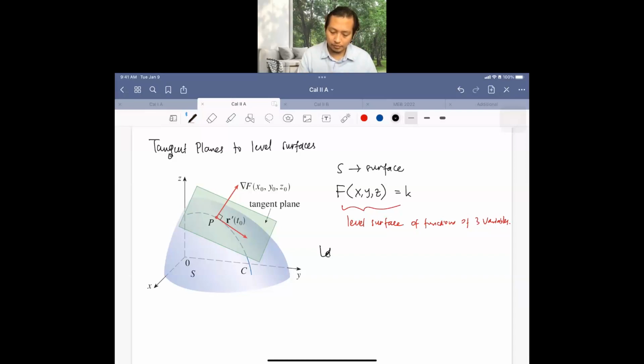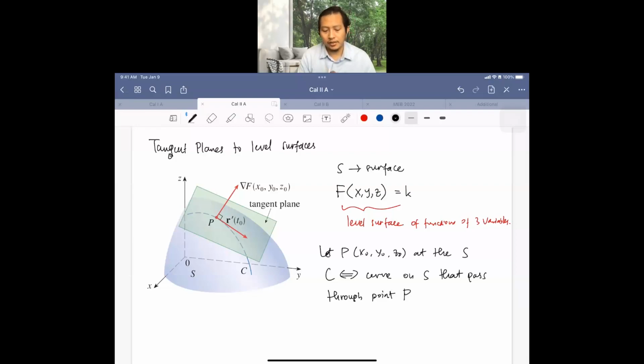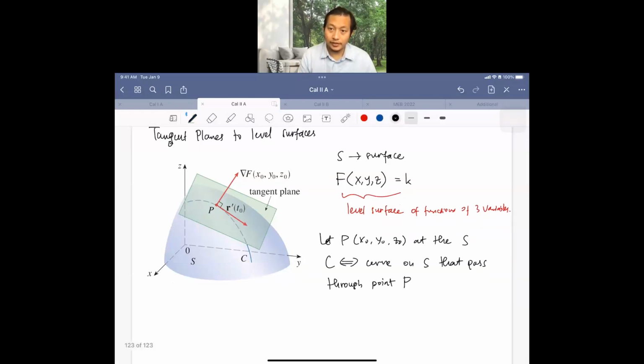Okay, let the point P be (x0, y0, z0) on the surface S, and C will be a curve on S that passes through point P. If you remember, this is similar to the directional derivative, right? The directional derivative says that at point P we have this unit vector, but now to make our directions, we are going to have this vector r. So our C we can make into a vector function with parameter t.